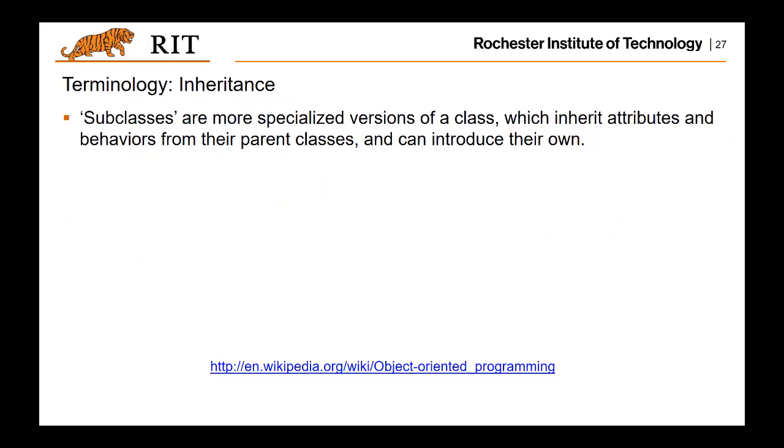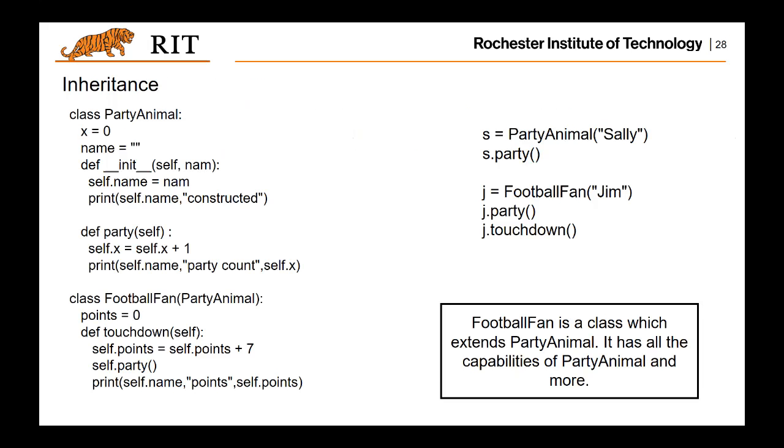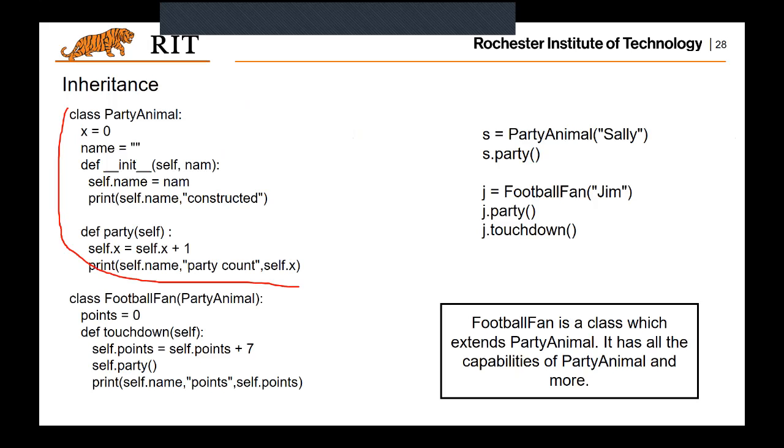So again, to explain this inheritance, basically the subclasses are more specialized versions of a class, which inherit attributes and behavior from their parent class. Also, they could introduce their own attributes and behaviors. So for example, again, this party animal class. And let's say you have a football fan class, which is a child class of party animal.